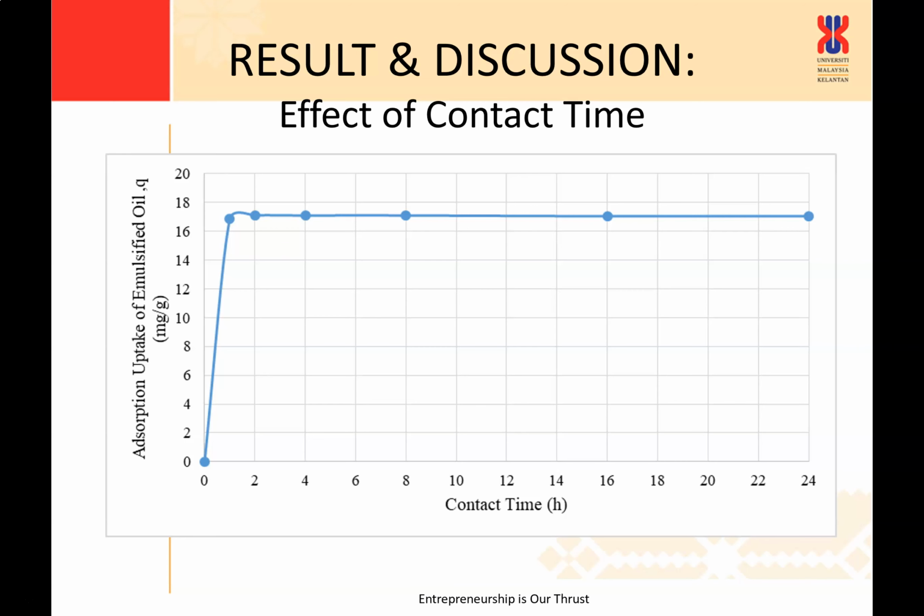This figure shows the absorption uptake of emulsified oil increased from 16.9 milligram per gram to 17.1 milligram per gram when contact time increased and reached equilibrium after 2 hours. The absorption and desorption process on the carbon surface reached equilibrium after it was saturated. These results also agreed with works by previous research, who stated that the amount of oil absorbed per unit mass of carbon increased at lower times before reaching a plateau.